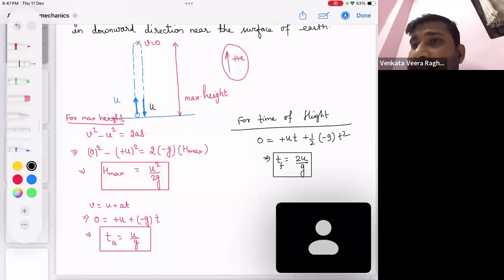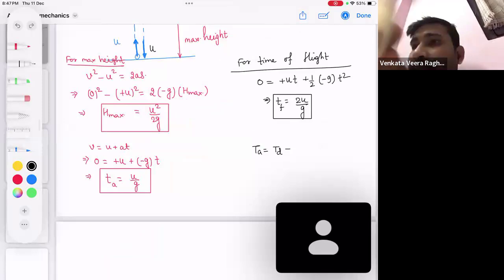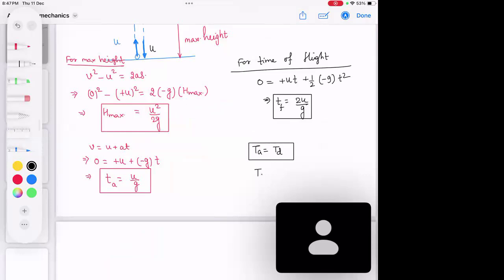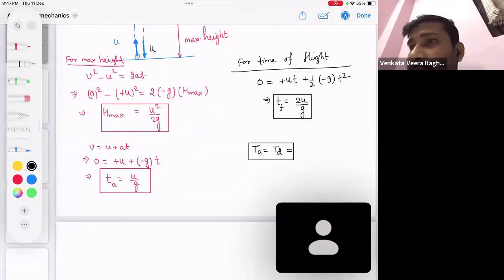And please check it. Is the time of ascent equal to the time of descent? Yes, sir. Please tell me, time of ascent is equal to time of descent. And time of flight is what? Time of ascent plus time of descent, right? And can we also write it? This is going to be half of the time of flight.